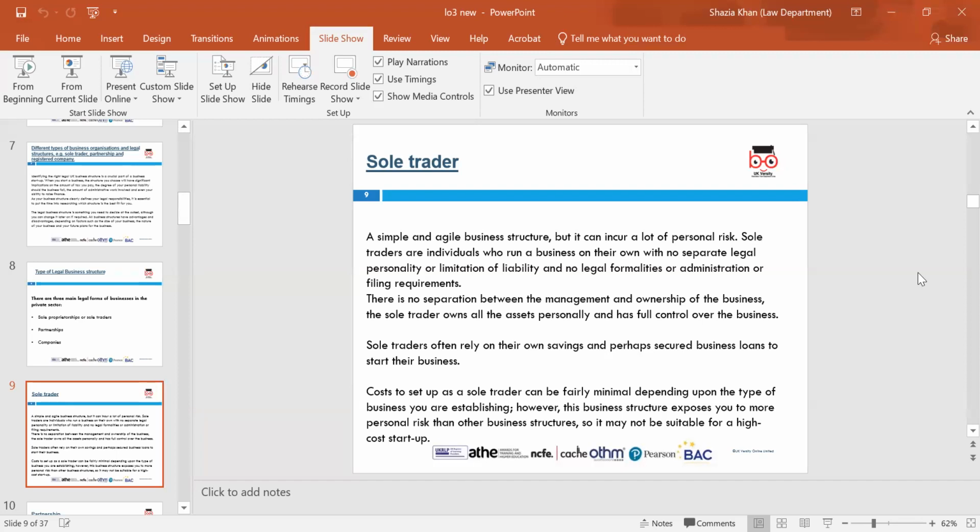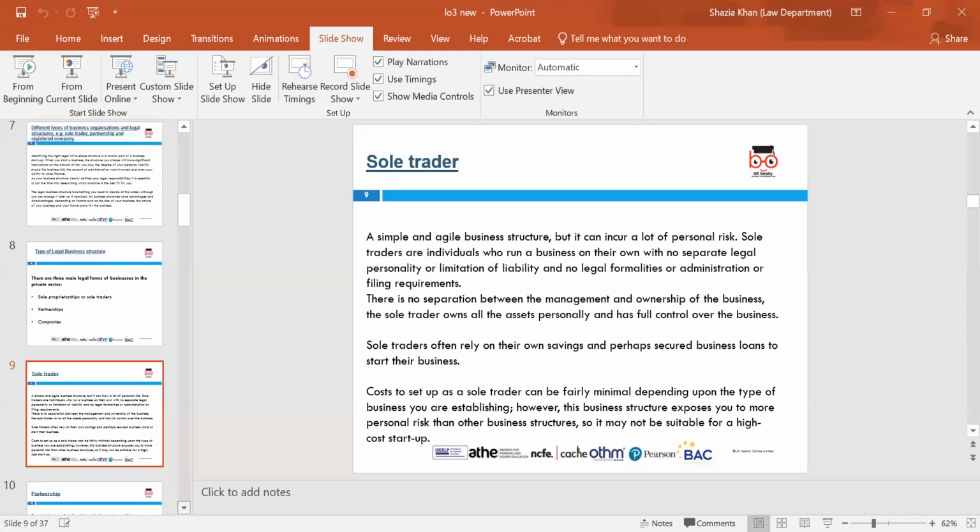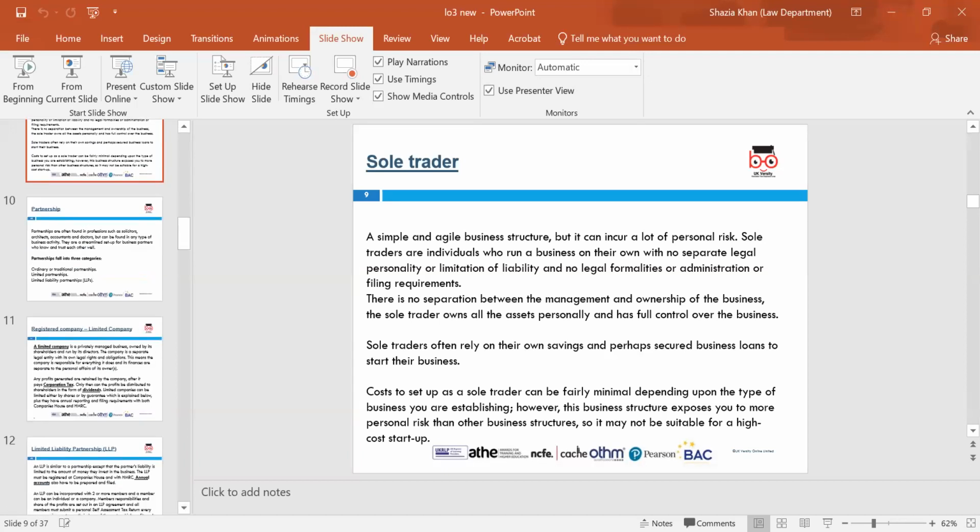Sole traders often rely on their own savings and perhaps secured business loans to start their business. Costs to set up as a sole trader can be fairly minimal depending upon the type of business you are establishing. However, this business structure exposes you to more personal risk than other businesses, so it may not be suitable for a high-cost startup. So sometimes sole trader may be something that people want to go into, like you said, the barber's shop or a newsagent or anything like that.